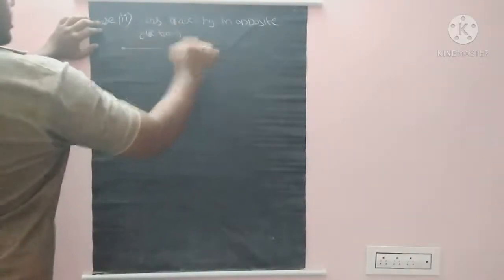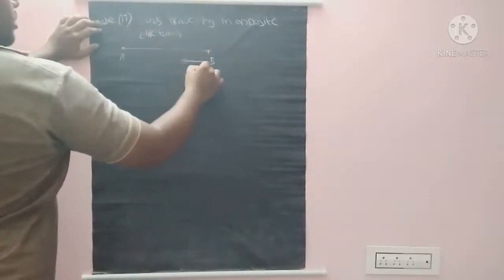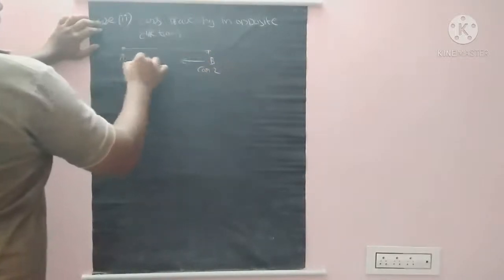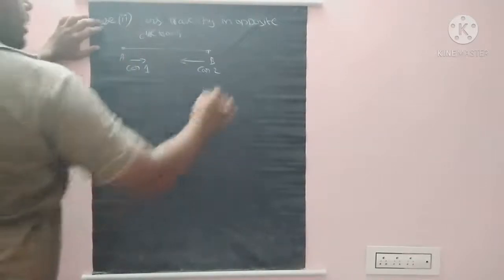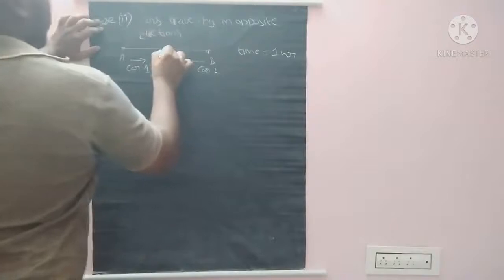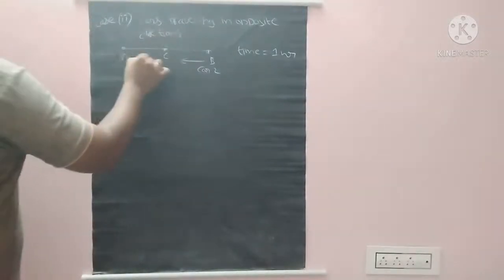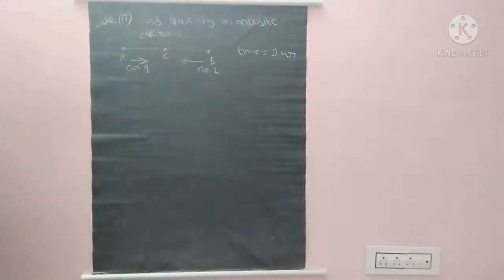Suppose this is A and B. From here car 2 is traveling, from here car 1 is traveling. So time is here 1 hour. At 1 hour, they reach some point C. We don't know where the point is. After 1 hour, they reach some point.